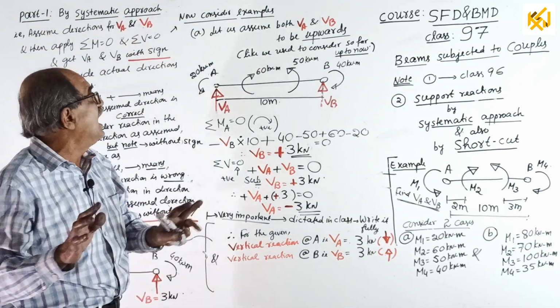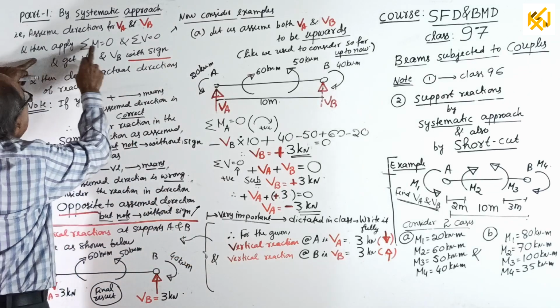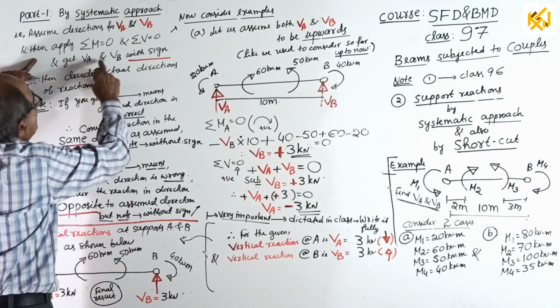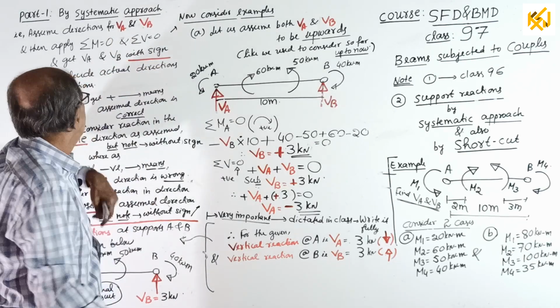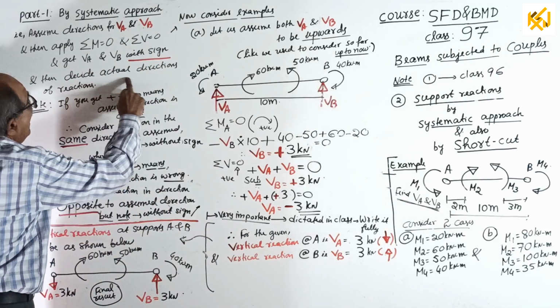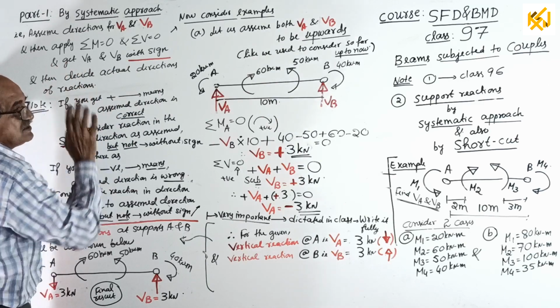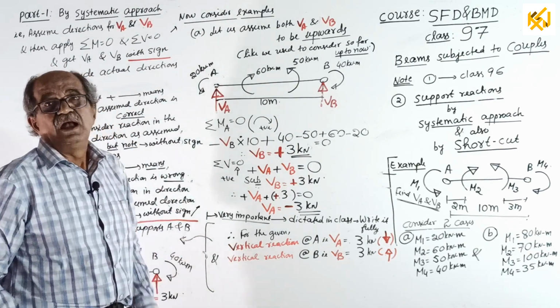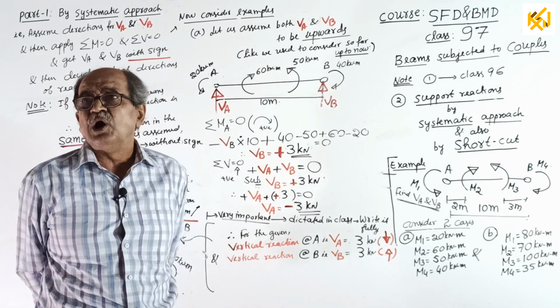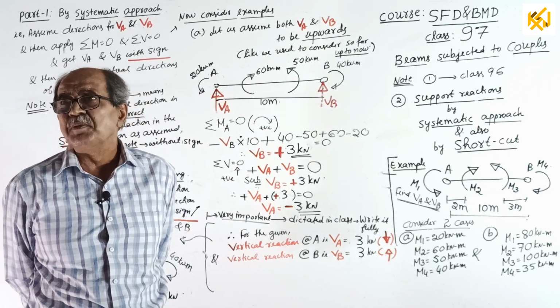Like we used to earlier do it, and apply sigma M equal to 0, sigma V equal to 0, get the reactions. But very important, get with sign. Then decide actual directions of reaction. How? You see there. Once you assume the direction of reaction, apply equilibrium condition.